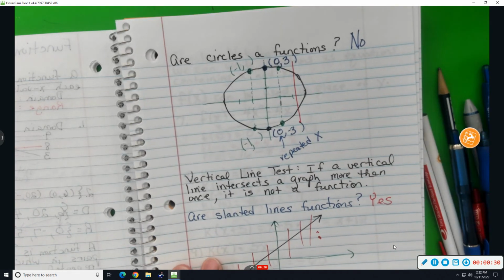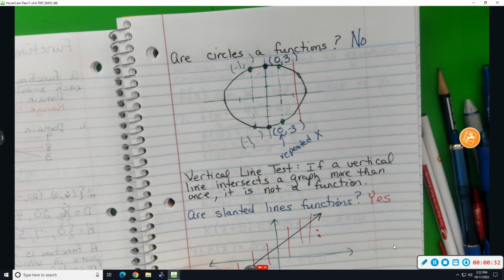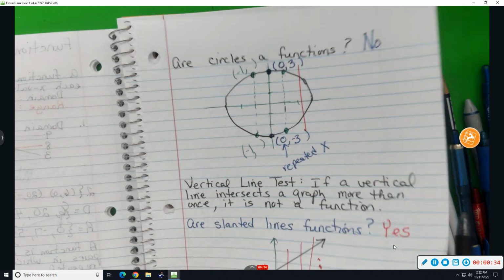No, the last time we did functions. Oh, okay, you're right.